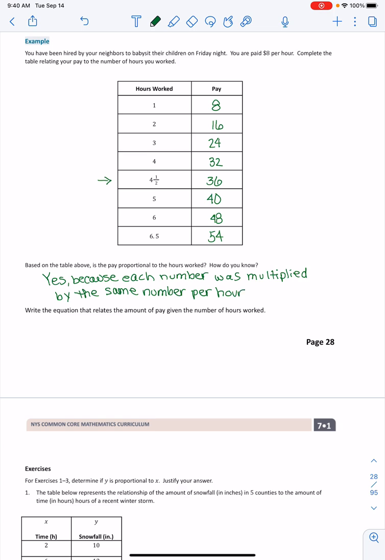It says, write the equation that relates the amount of pay given the number of hours worked. Well, if you notice on the first line here, that is our unit rate. So if we go with our general equation, y equals kx, our unit rate is 8, so I can replace k with 8, so it's y equals 8x.